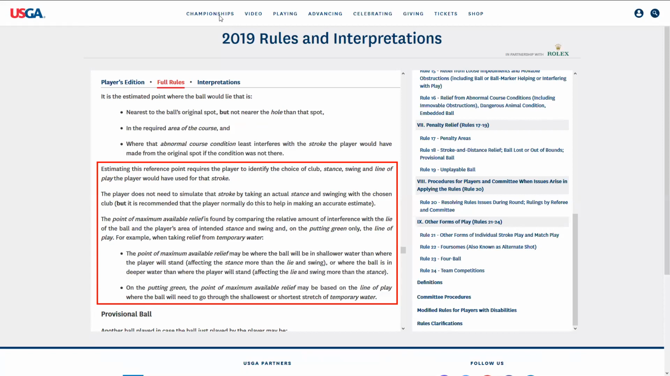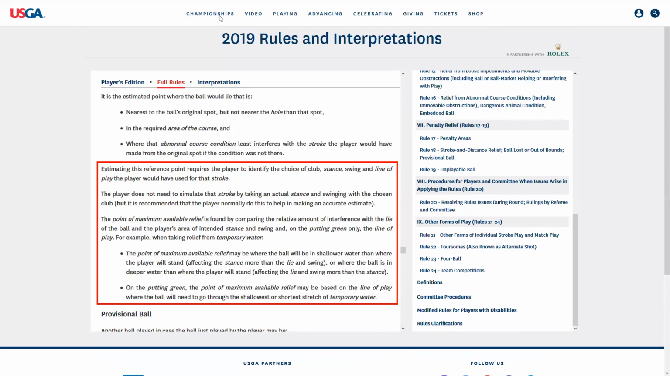Where are you required to drop? You're required to drop in the one that has the inch of water, because the combination is 2 inches, whereas the other one, the combination is 3 inches. And it makes no sense at all, because there's not a player in the world who wouldn't prefer to have the ball in the shallower water, even if they're standing in deeper water. But fortunately, when Bill and Jeff mark the course, we're not going to have to deal with this. And then on the putting green, the point of maximum available relief may be based on the line of play, where the ball goes through the shallowest or the shortest stretch of water.